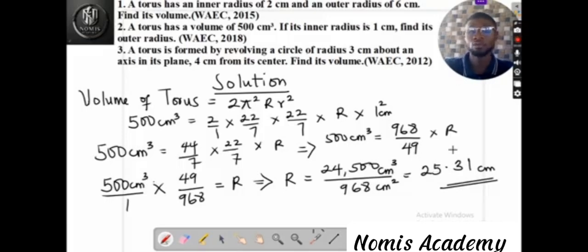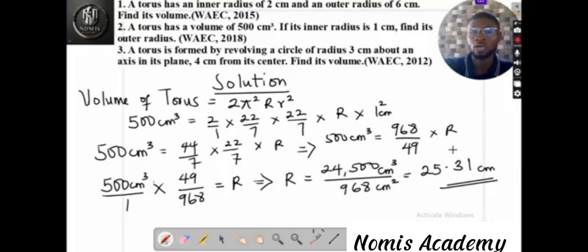So let's see example number 3. Example number 3 says a torus is formed by revolving a circle of radius 3 centimeter. So revolving a circle of radius 3 centimeter means that the internal radius is 3 centimeter about an axis in its point. So when something is being rolled like this, roll like this, until it is formed. So we have a torus. So that rolling it like this means that the radius that is being mentioned at that part is the inner radius about an axis in its plane 4 centimeter from its center.